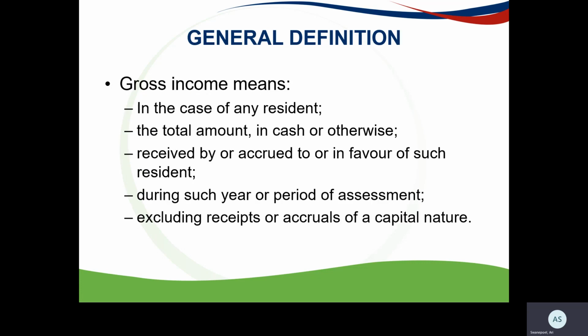Okay, the definition, the components: in the case of any resident, the total amount in cash or otherwise. So there must be an amount and it must be in cash or otherwise. It doesn't really have to be cash. Received by or accrued to or in favor of such a resident during such year or period of assessment, and excluding receipts or accruals of a capital nature.